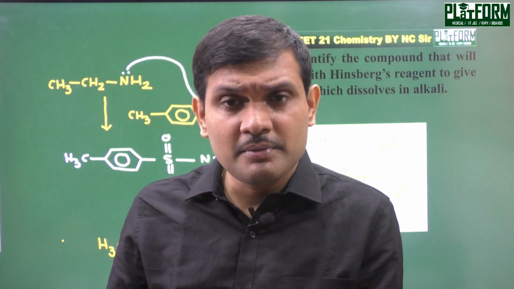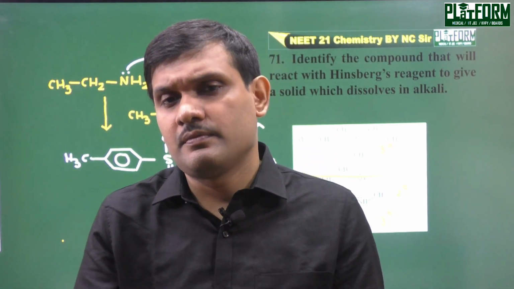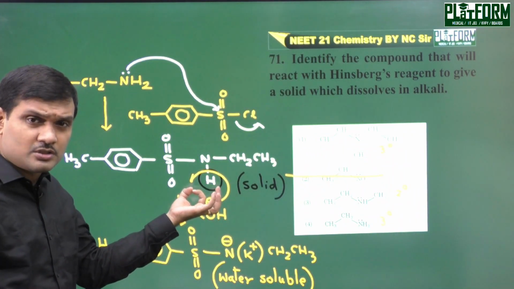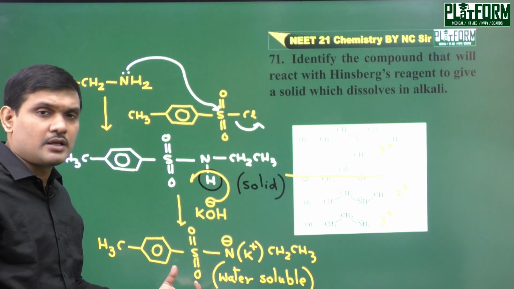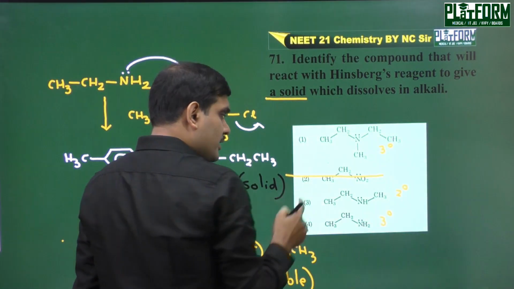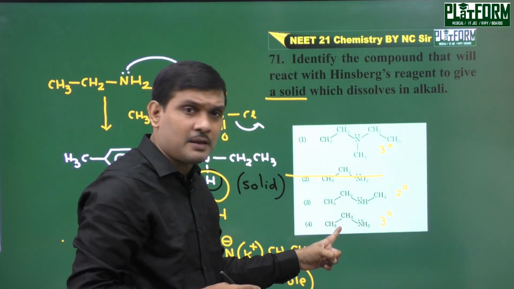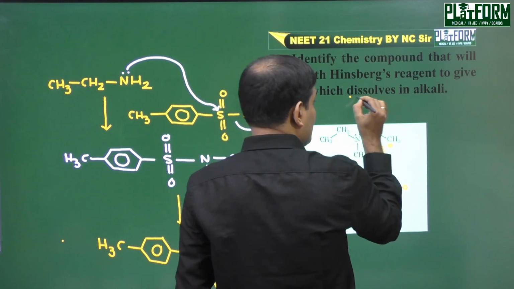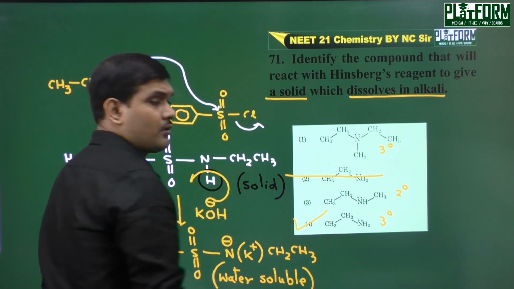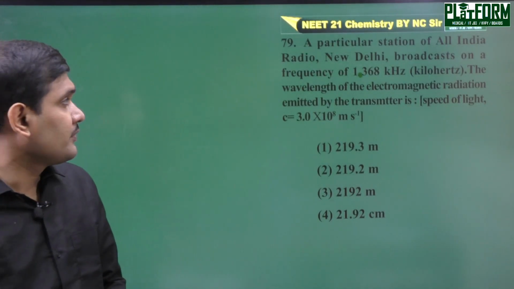Secondary amines will react with sulfonyl chloride, but those sulfonamides are insoluble in alkali. Only primary amines produce sulfonamides that dissolve in alkali, due to the presence of the acidic hydrogen. In the Hinsberg test, the solid is produced by both secondary and primary amines, but it is also given that the solid dissolves in alkali, which is only possible for a primary amine. So definitely I would go for option 4. Next, move to question number 79.